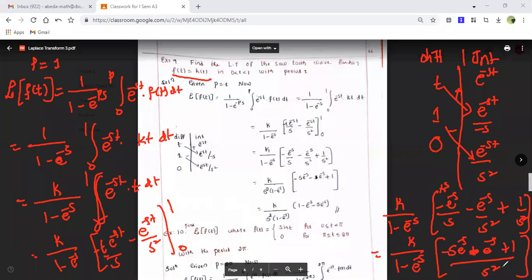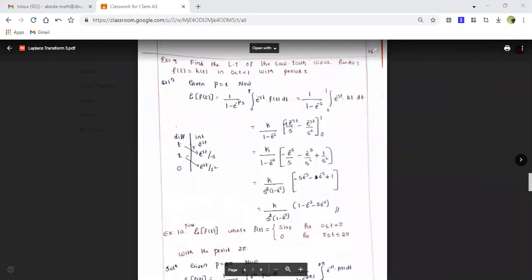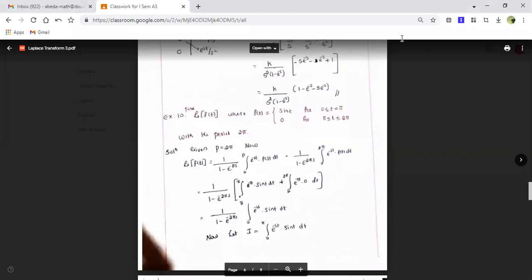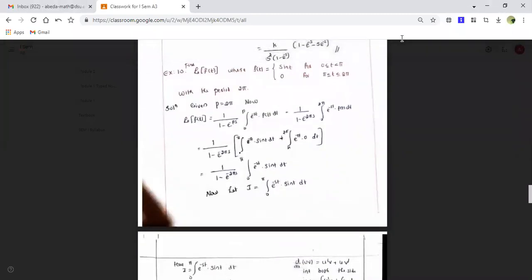So we get this term now. Finally, whenever you are writing the answer, it is k into 1 minus e to the power minus s into e to the power minus s, divided by s square into 1 minus e to the power minus s. This is the final answer for the sawtooth wave function. Like this you have to solve the examples based on the periodic function. Let's see the next example.